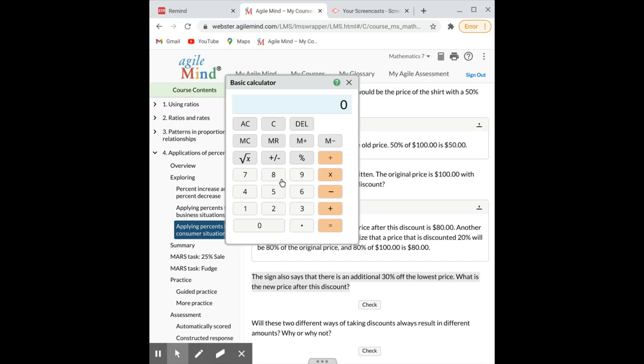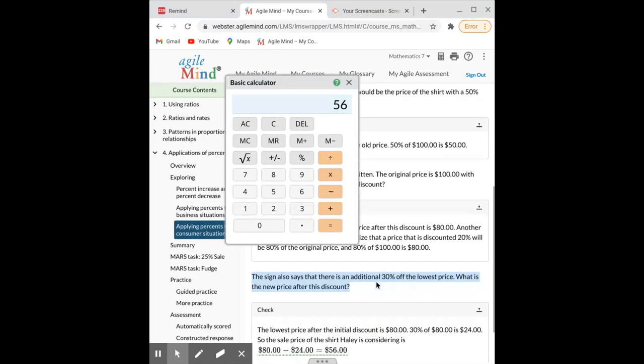Well, what if we did this? What if we did 80 times 0.3 and I got 24? Is 24 my answer? No, because I need to do what with that 24 since it's a discount? Subtract it from 80. That's right. We got to subtract it from 80 because it's the discount. So we're doing 80 minus the 24. Is that the same answer as what we just got? Yes, sir. Yeah, it is.